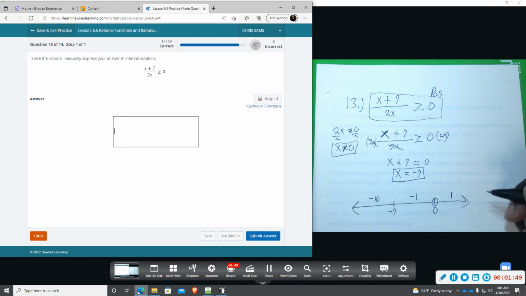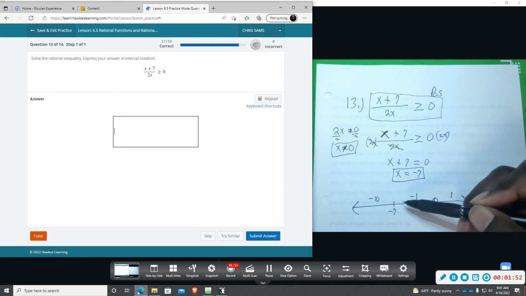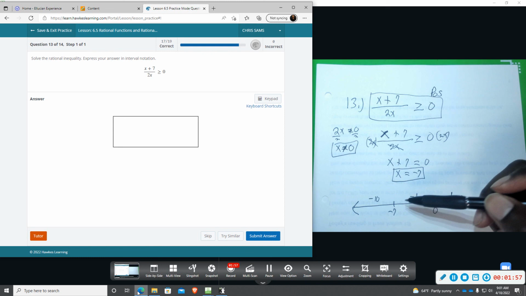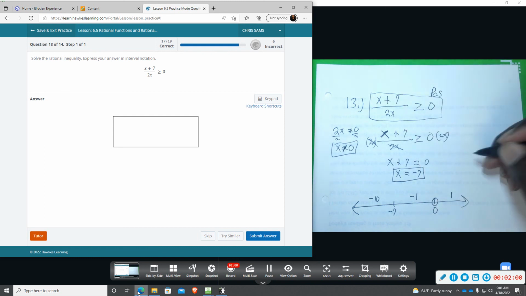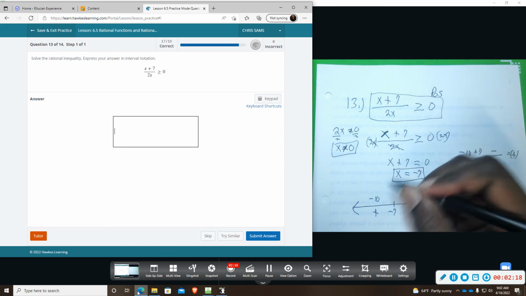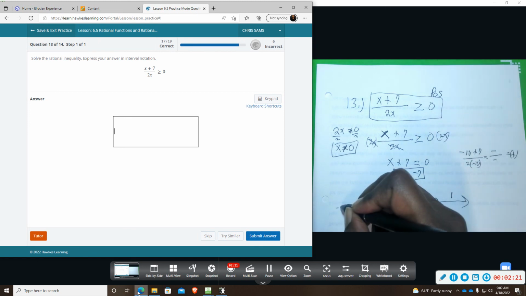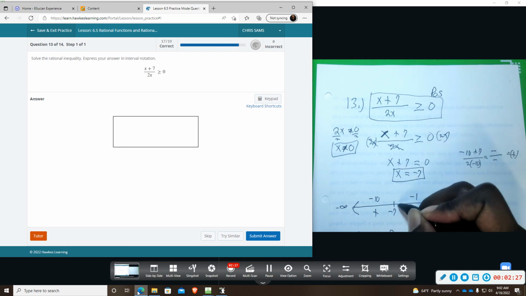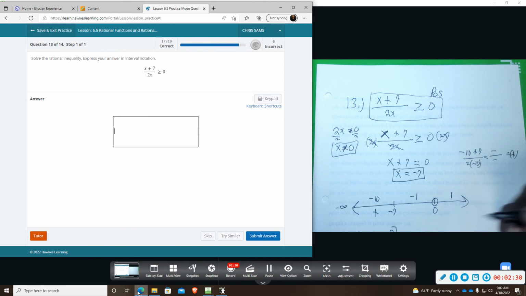Now, I'm going to do all this by hand this time. I don't really care about the value of the number. I just want to know, is it negative or positive? So I'm going to be plugging negative 10 for these x's. Negative 10 plus 7 over 2 times negative 10. When I do this, the top comes out negative. The bottom comes out negative. Negative divided by negative, positive. So this comes out positive, which is what we want. So part of my answer is going to be negative infinity to negative 7. Now, because equality, we're going to put the 7 in a bracket.